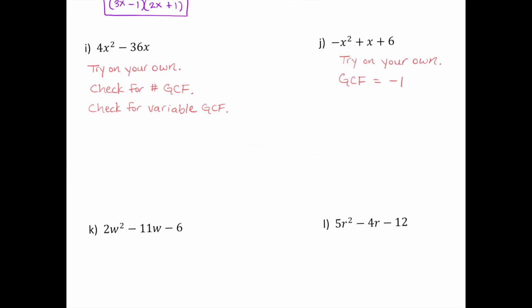These next two examples I want you to try on your own. For this example, make sure you check for both a number GCF and a variable GCF. And for this example, make sure you remember that if our leading coefficient is negative, then you need to factor out that -1. Go ahead and pause the video now and then come back to check both of these answers.